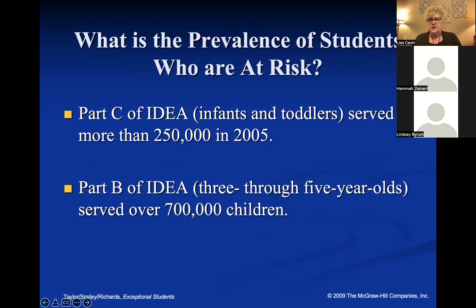So IDEA, which we've talked about all semester, is the Individuals with Disabilities Education Act, and that's our federal education law for students with disabilities. And it's divided into several parts. And Part C of that law is designated for infants and toddlers. And it has served more than, this data is pretty old, but in 2005, it served more than 250,000. So we can increase that over the course of time. Part B, which is the 3 through 5 year olds, served over 700,000 children.